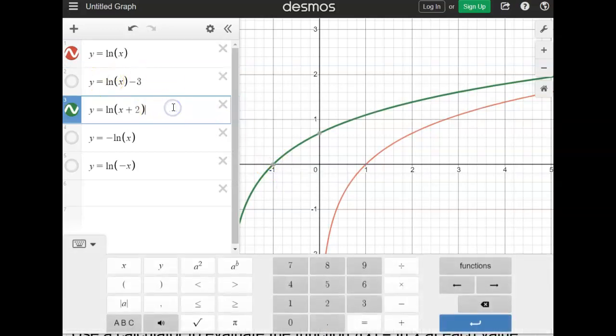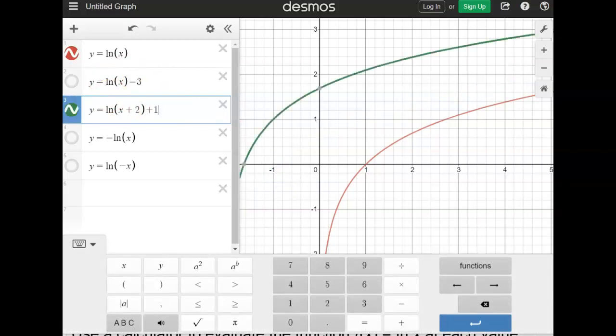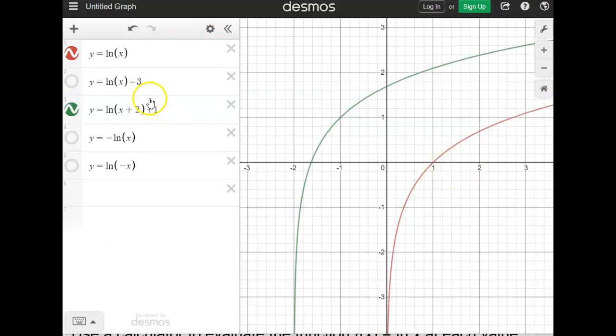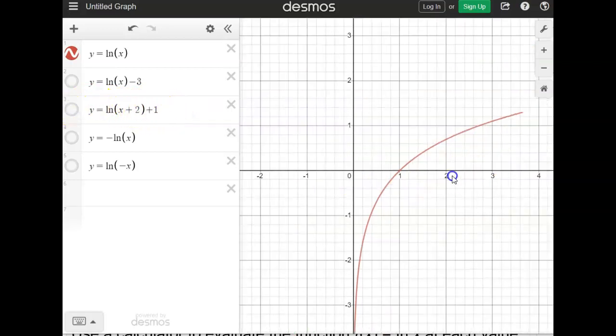We could also, of course, have a combination of transformations. We could have a vertical and a horizontal shift. So now what I did here with this function in green, we have 2 units to the left and 1 unit up. Okay, so just quickly, let's review the reflections.